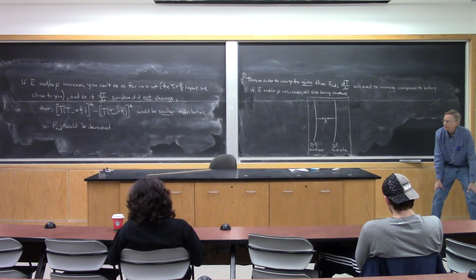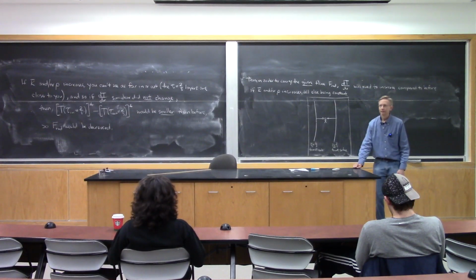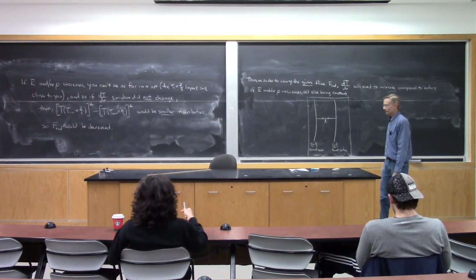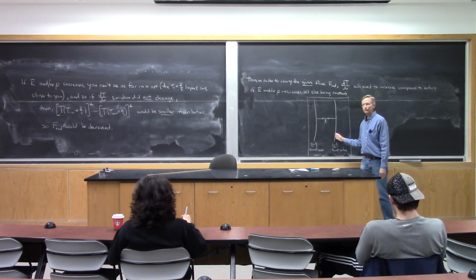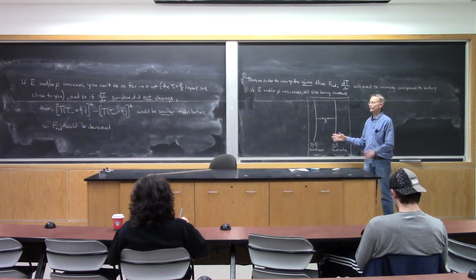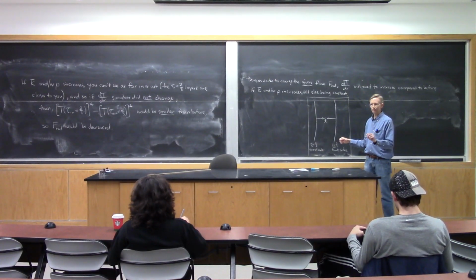Questions, comments, observations? So the closer those layers are to you, the faster dTdr changes. Assuming for a given temperature difference between them, yeah. So it's not dTdr, it's T itself that's changing, right?